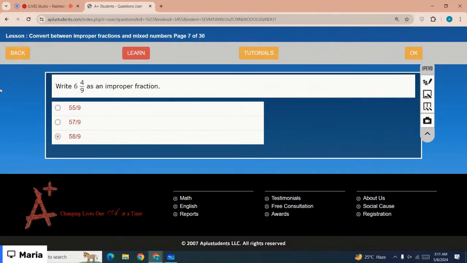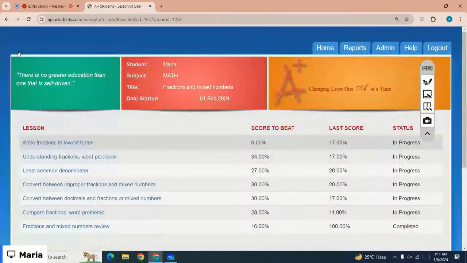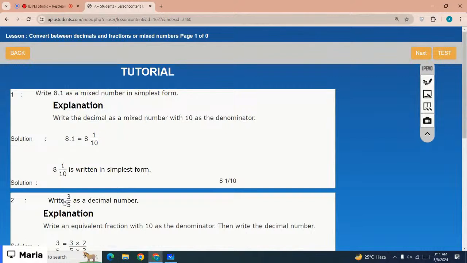Okay, you can complete the lesson by yourself later today. Let me just move on to the next lesson. The next lesson is convert between decimals and fractions or mixed numbers. Let's just start with the lesson.